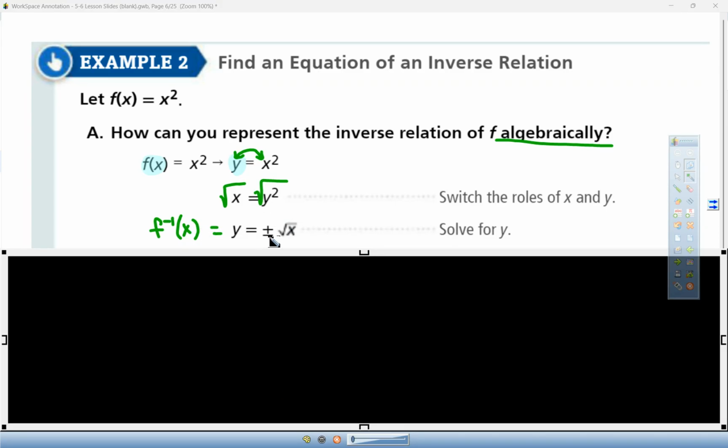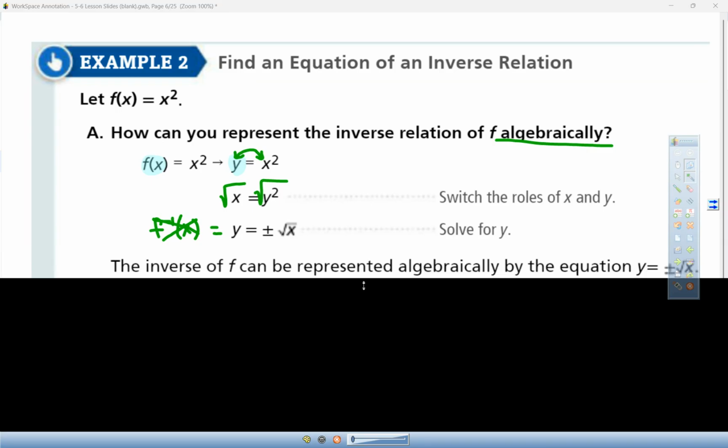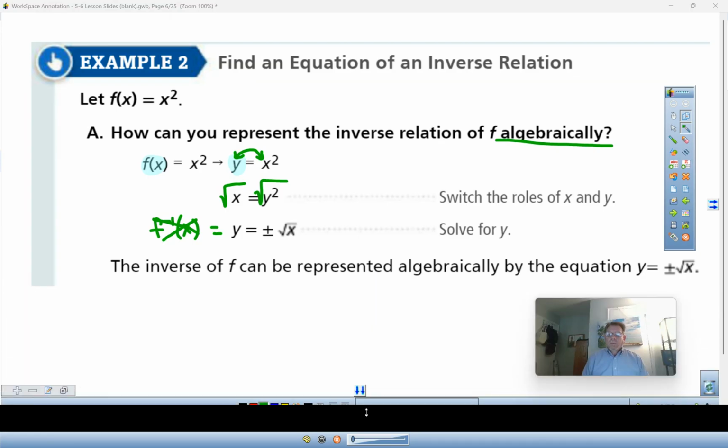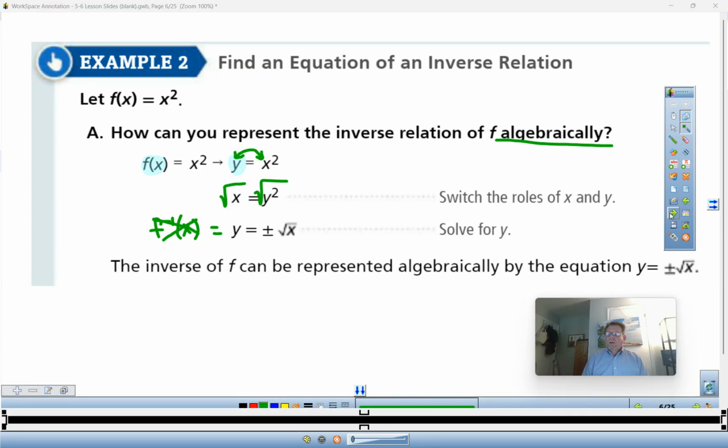Because we've got to know, yes, this is the inverse, but does it fit the definition of a function? And this one is not going to. So just to remind you, that is the notation. So then it says the inverse of f can be represented algebraically by y equals plus or minus square root of x. So that's how you do it algebraically.